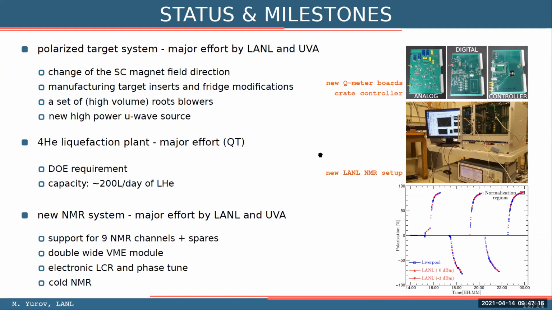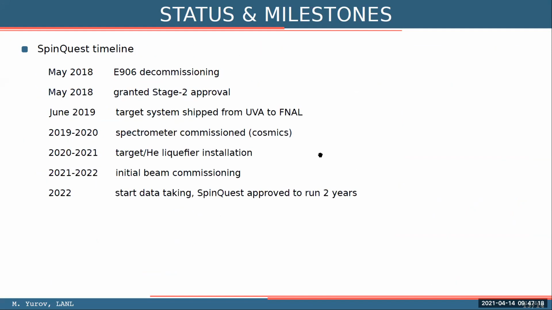This is the current timeline of the experiment. The commissioning of the previous experiment was done at the beginning of 2018. We received the stage 2 approval in May of 2019 and shipped the target to Fermilab in the middle of 2019. A lot of work has been done since then to verify spectrometer performance. And we are currently installing the remaining cryogenic infrastructure so that we can connect the target system with the liquefaction plant.